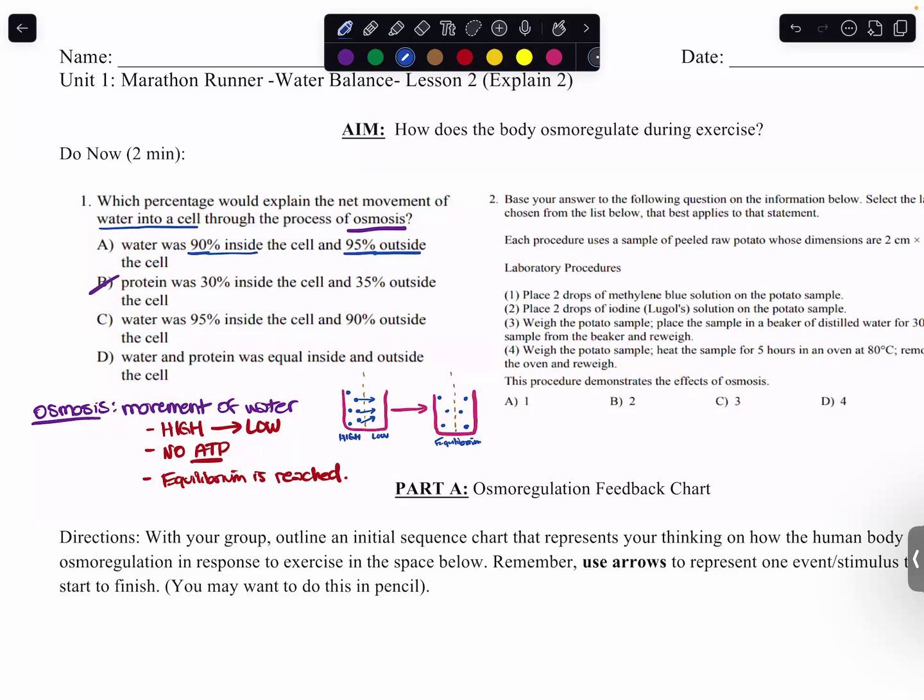But let's take a look at letter C. Water was 95% inside the cell and 90% outside the cell. Well, if that's the case, then water would actually move outside because there's a higher concentration inside. But the question is asking me that water is going to move into the cell. So I can cross out C. And then D says water and protein. Don't care because it mentions the word protein, so I don't have to even keep reading. A is the best answer choice here.